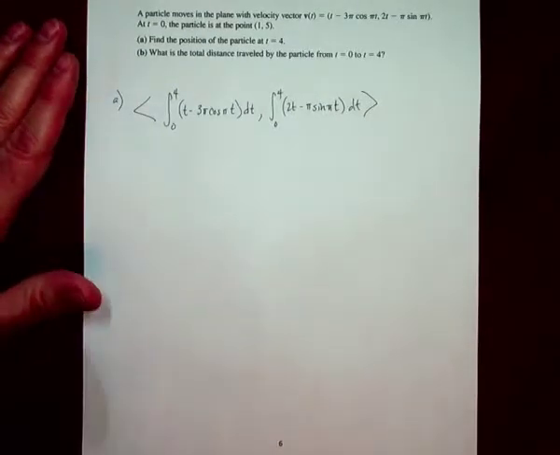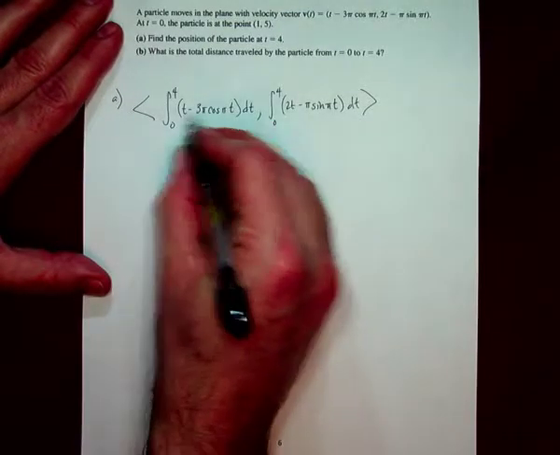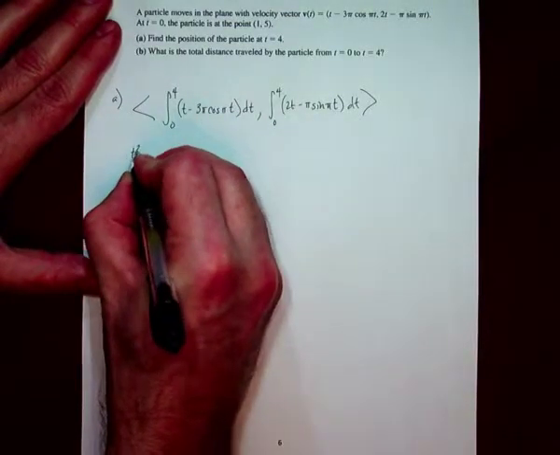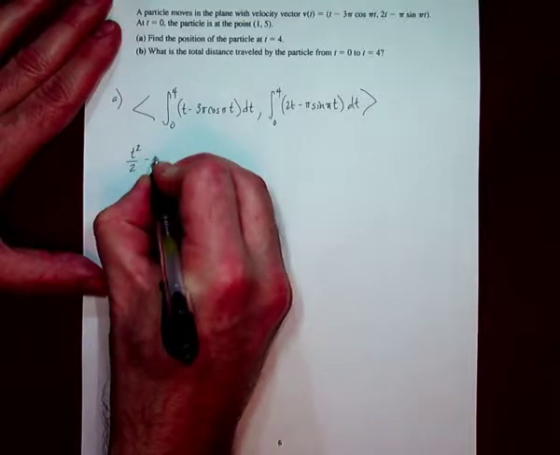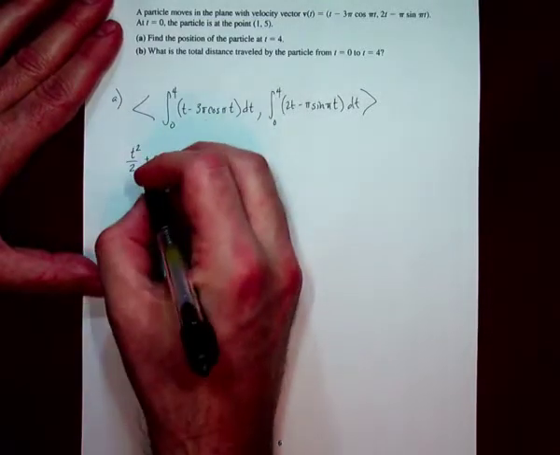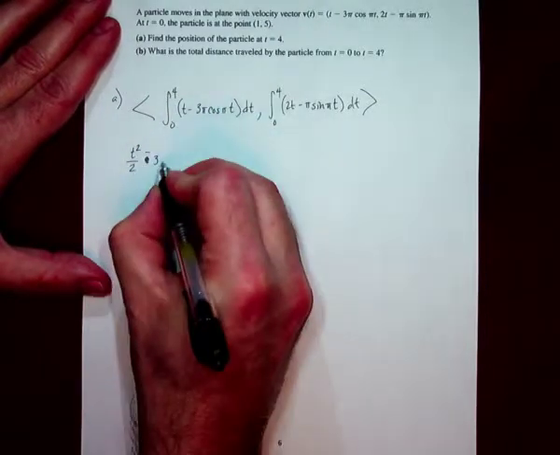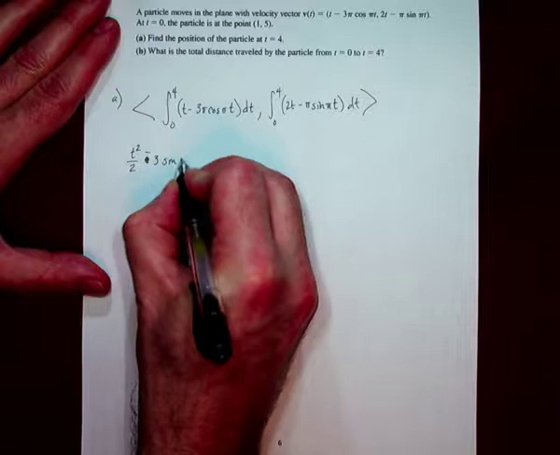Okay, well, let's go ahead and do this. Neither of these is all that difficult. I know that when I integrate this one, it becomes t squared over 2 minus, or actually it's plus, actually no, it's minus, because cosine is the derivative of sine, right? And sine of pi t.